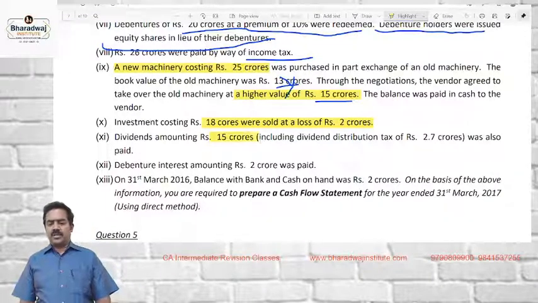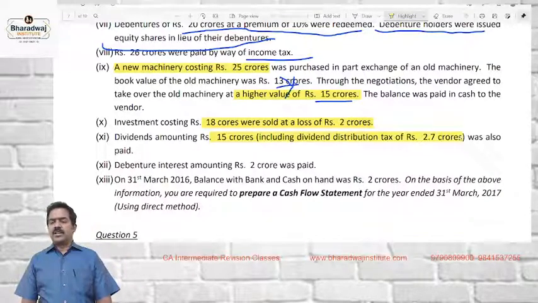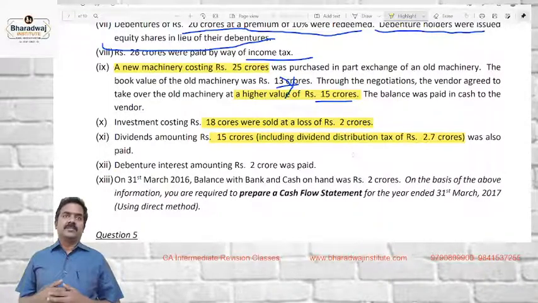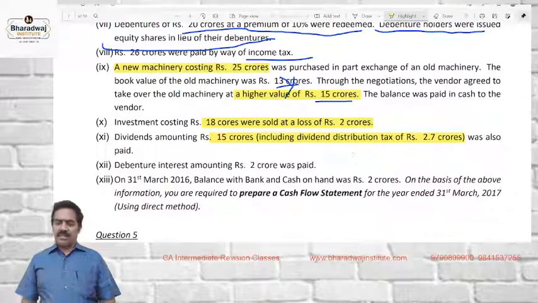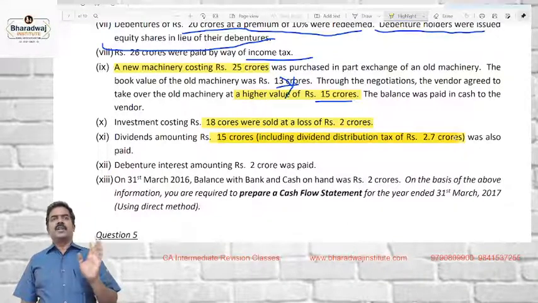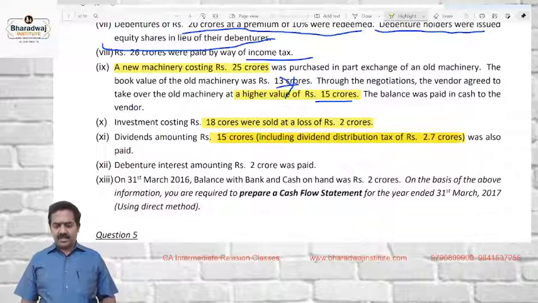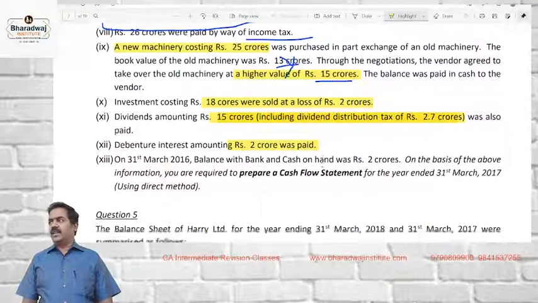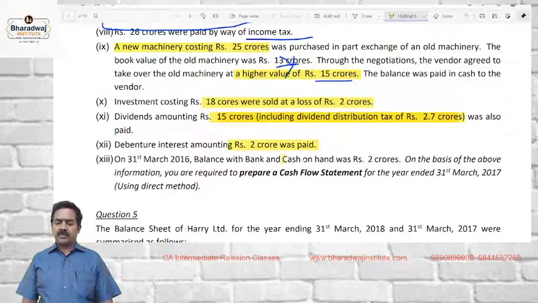Dividend 15 crores, including dividend distribution tax paid. Dividend distribution tax, which activity? Financing activity. So this 15 crores includes dividend distribution tax. So entire 15 crores you will show it in which activity? Financing activity. Debenture interest 2 crores was paid. That will come in which activity? Financing activity. Opening balance in hand is given.